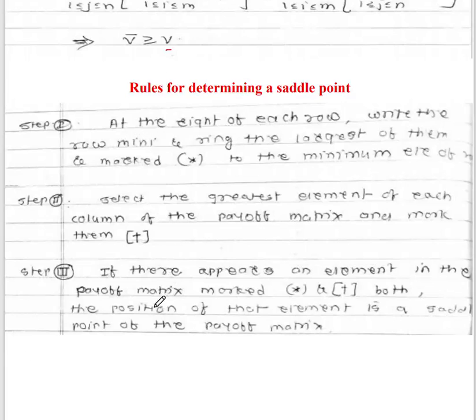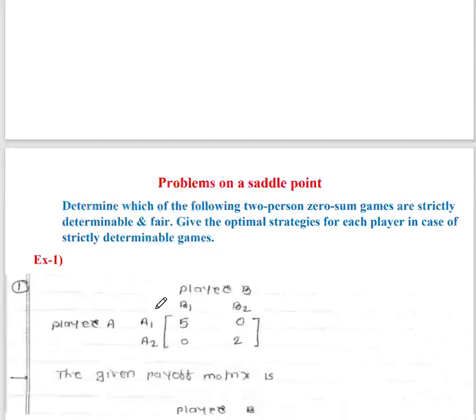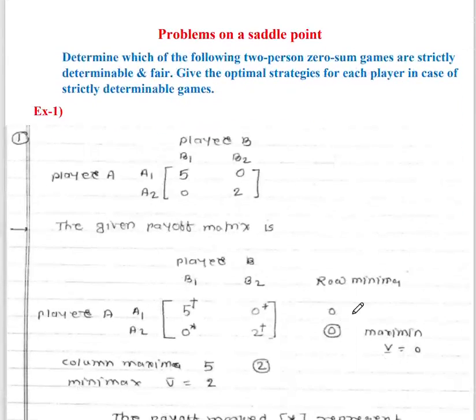Now we will see some problems on a saddle point. The problem heading is: determine which of the following two-person zero-sum games are strictly determinable and fair. Give the optimal strategies for each player in case of strictly determinable games. So this is the heading. Now we will see the following problems which are based on this heading.